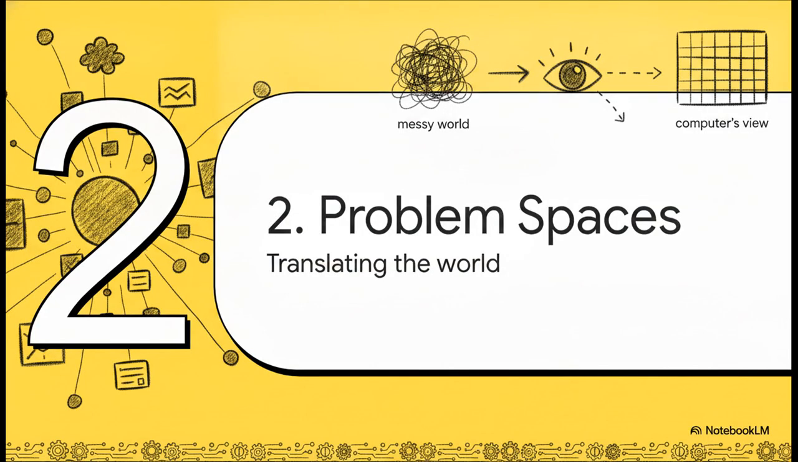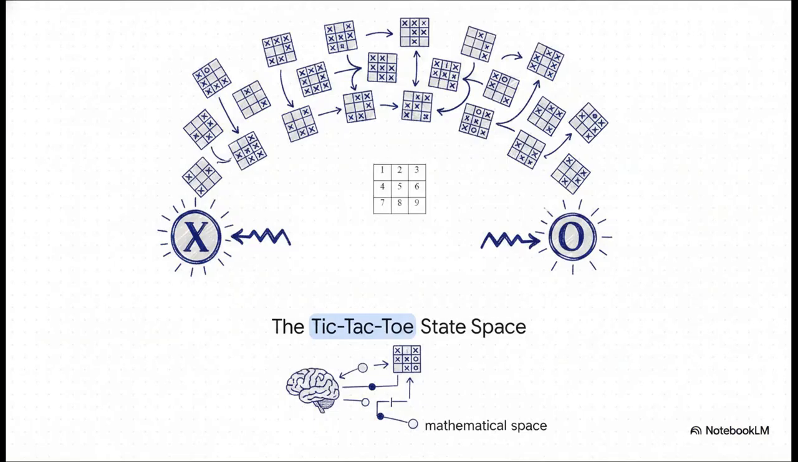Moving right along to part 2, problem solving in state spaces, or how AI translates the real world. To a computer, solving a problem basically means exploring what we call a state space. Think of a state space as a giant universe containing every single possible configuration for a given problem. Take a super simple game like tic-tac-toe. To us humans, it's just a fun little game.